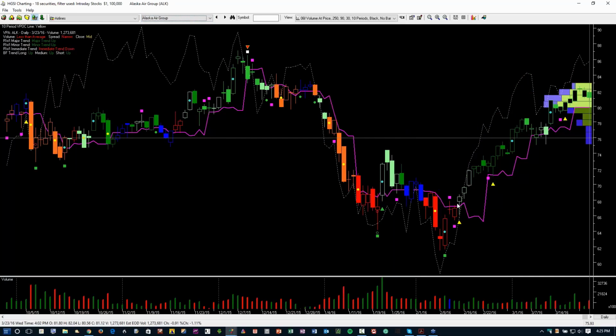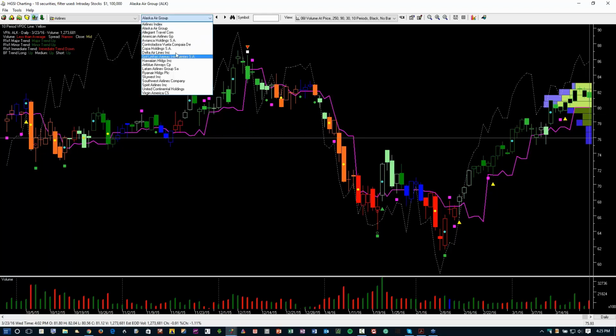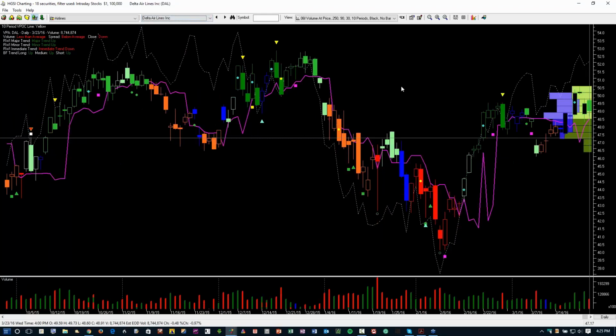Here's Alaska Air Group, you can see that as the group was going up, it was moving up too. Pretty much stayed above this 10-period volume point of control. On the way down, it was below it most of the time. You know, you're going to have reactions like this, which obviously are going to throw you off. Let's look at Delta Airlines.